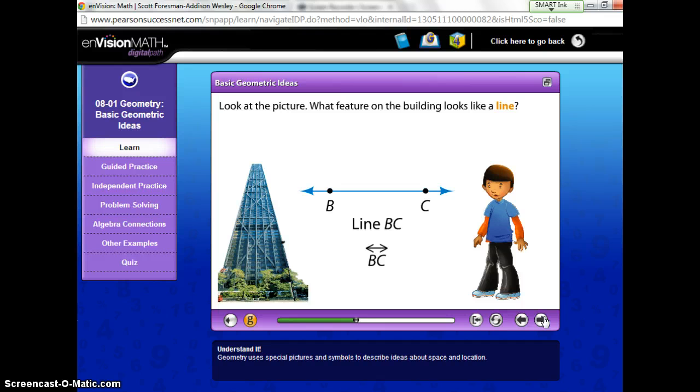Do you see some lines on the building? Yeah, absolutely. Lines can be represented by the edges of buildings or other things you might have named in the picture. Now, if it goes on forever in both directions, we call it a line. But if we just take a certain chunk of the line, then we call it a line segment. A line segment.